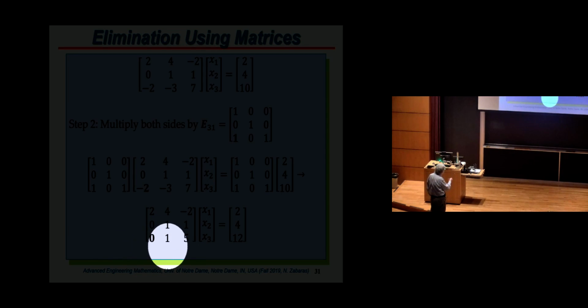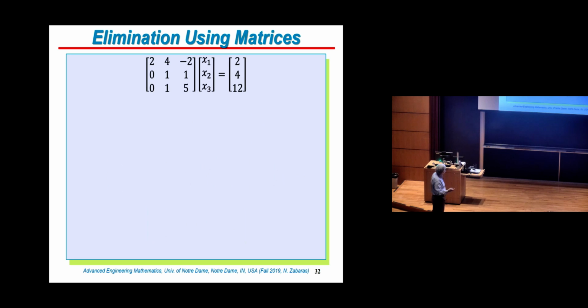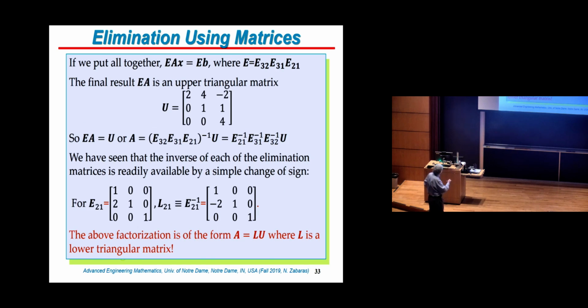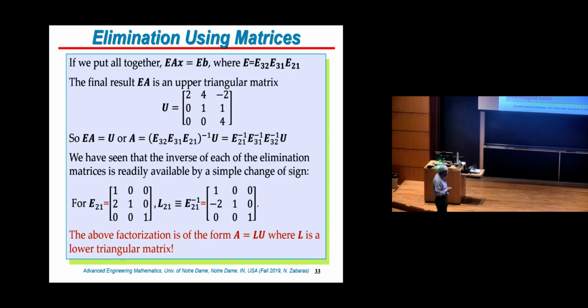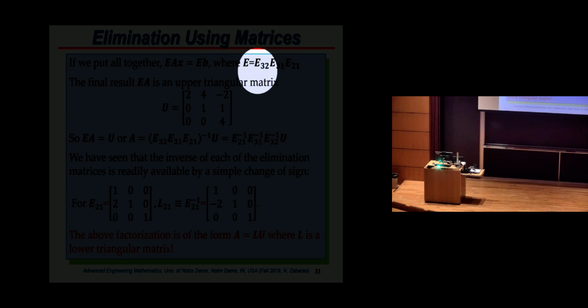What element do we get rid of next? We will get rid of that 1 in row 3, column 2. And the elimination matrix will be E32. So E32 is like this. And eventually, we're done. Now, if I put all of this together, I multiply E times A, where E is E21, then E31, and then E32. And the order is extremely important. You remember, you cannot play around with matrices and change the order. First, we multiply with E21, then with E31, and then E32.